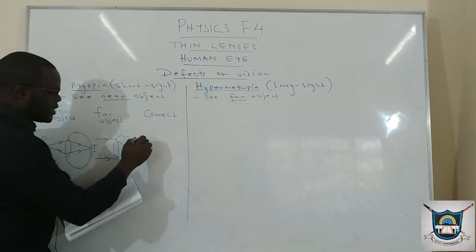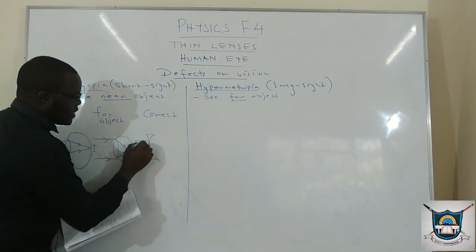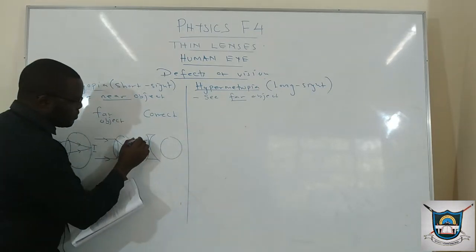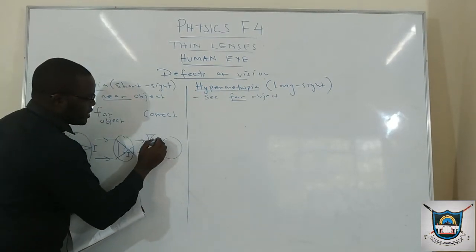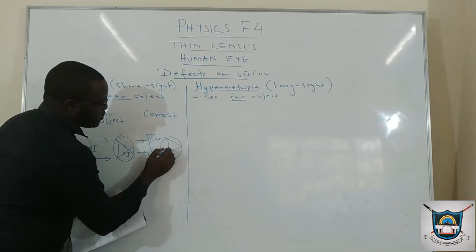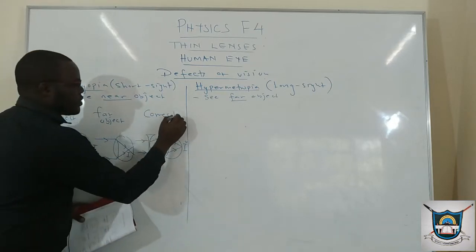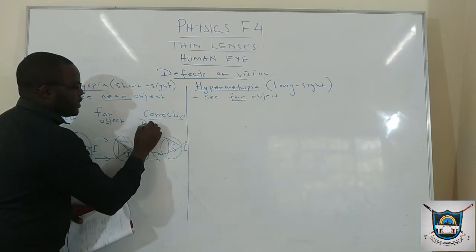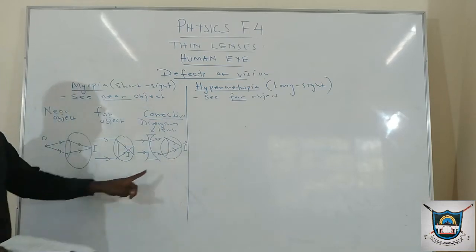But we can correct that using a concave lens, so that when the light comes, first of all, before it enters his eye, it is going to be spread a little bit. Remember, the concave is to diverge. So it will be diverged a little bit. And now his eye can be able to focus that as a clear image. So the correction, we do it by using a diverging lens. That's how we correct myopia.